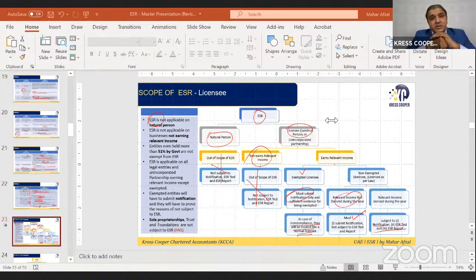Okay, I got one more question. It means if an exempted licensee earns income from the relevant activity, it is no more an exempted licensee? No, licensees have been classified in the law. They said a licensee is a juridical person, or an unincorporated partnership, and if these two conditions are fulfilled, these are licensees. Now exempted licensees are the juridical persons and unincorporated partnerships which are earning relevant income but are not subject to ESR. These are licensees, but an exemption has been given by the government.